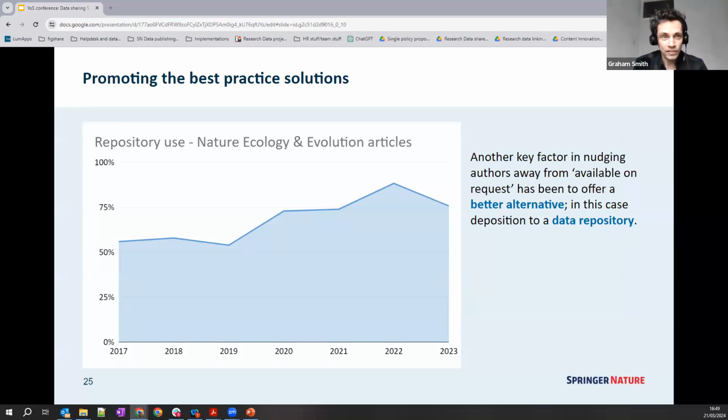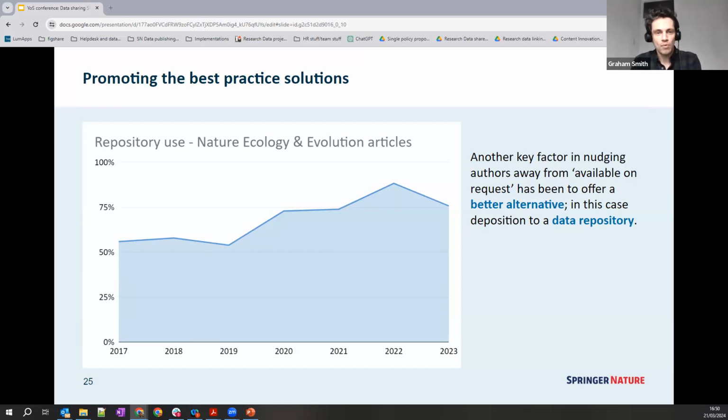And we can see at Nature Ecology and Evolution, looking over that same time period, it roughly matches, we're up to 75% of articles actually using repositories. So that 75% we were seeing of data sharing openly, it's successfully converted that into data being shared the way that we want to see it.